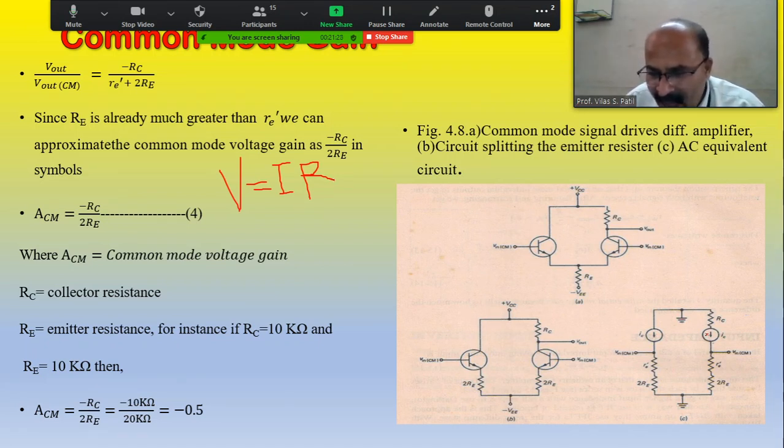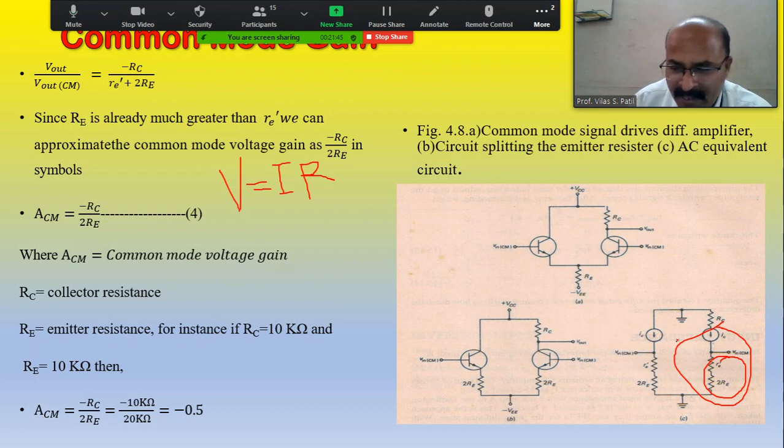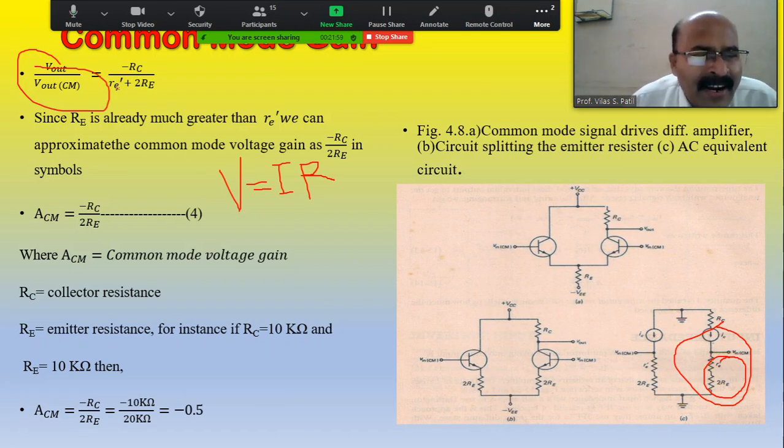I is the current through RC, and R is R dash E plus 2RE, and here we are applying Kirchhoff's law. So we get the relation V out divided by VCM is equal to minus RC divided by R dash E plus 2RE. RE is very much greater, so we can remove R dash E because it is very small.